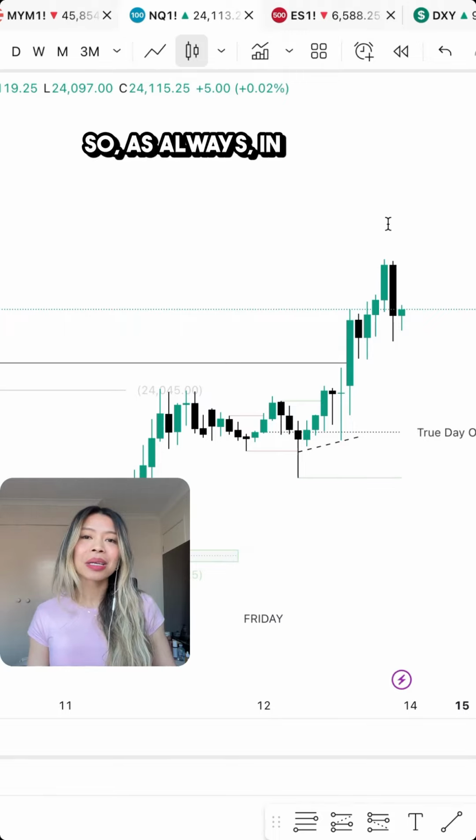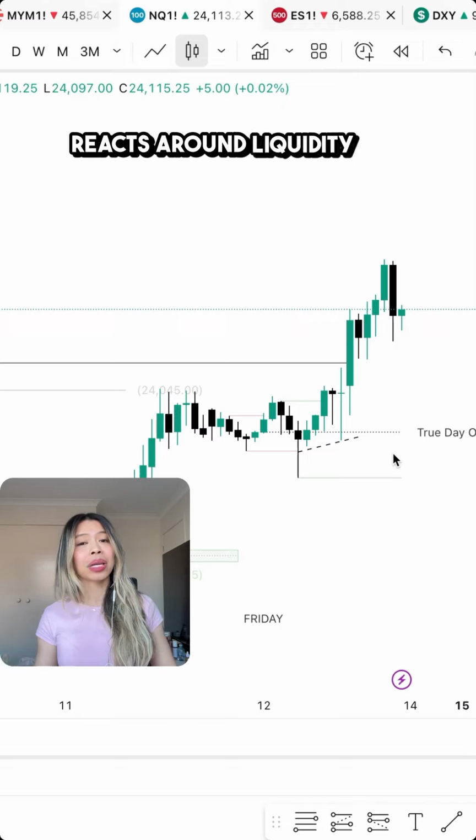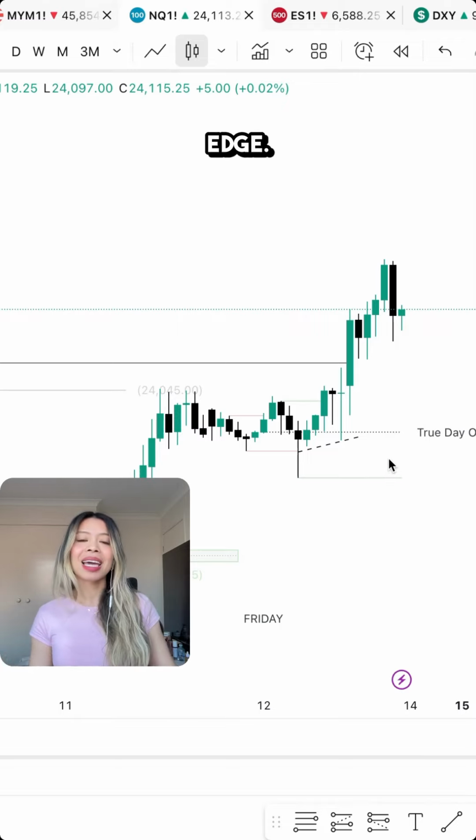So as always, in terms of fundamentals, it's not just the numbers, but how price reacts around liquidity and structure that gives us the edge.